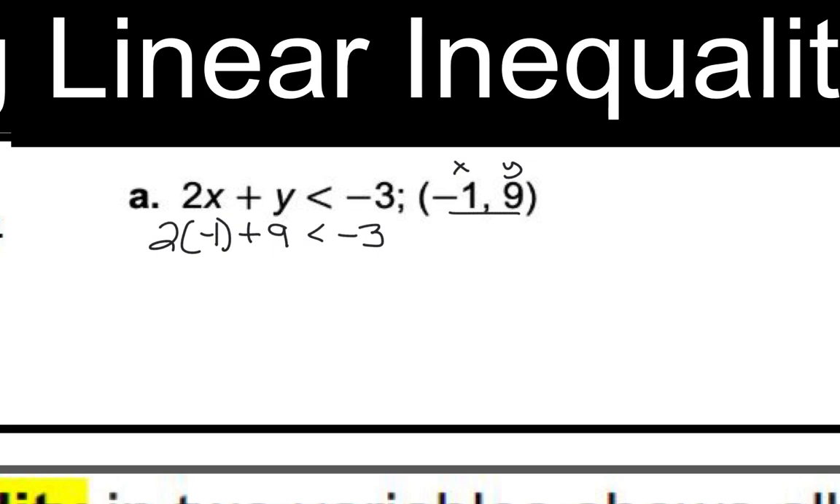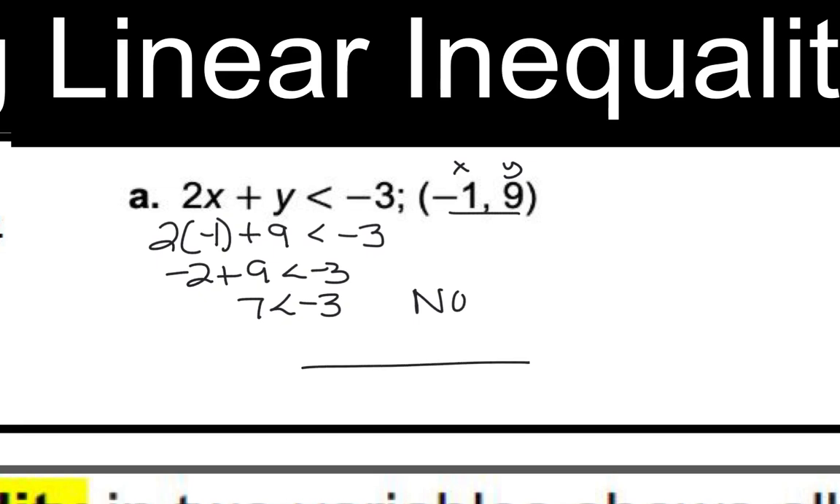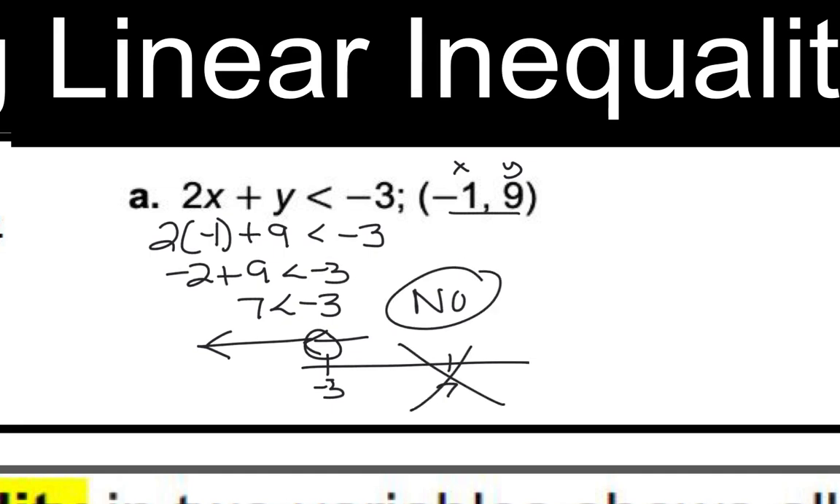All right? So 2 times negative 1 is negative 2, plus 9, less than negative 3. Well, is 7 less than negative 3? No. All right, think of your number line. If I had a number line, here would be 7 and here would be negative 3. This way's going less, right? So less than would be this way. It does not include 7. So no, this is not a solution.